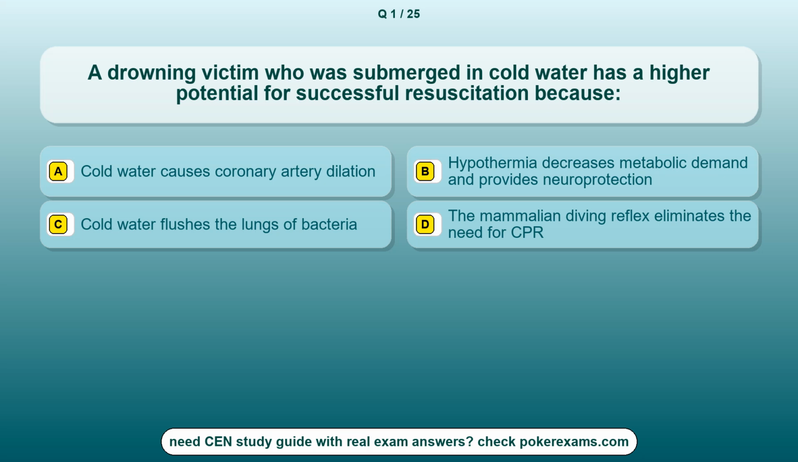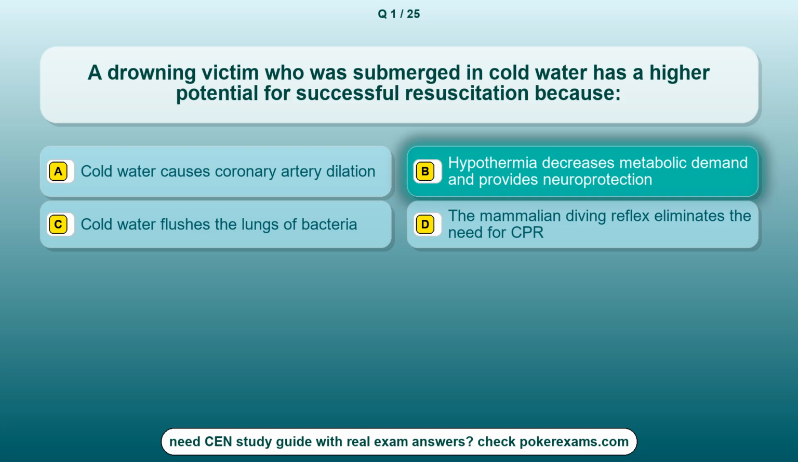Question 1. A drowning victim who was submerged in cold water has a higher potential for successful resuscitation because: Option A. Cold water causes coronary artery dilation. Option B. Hypothermia decreases metabolic demand and provides neuroprotection. Option C. Cold water flushes the lungs of bacteria. Option D. The mammalian diving reflex eliminates the need for CPR.